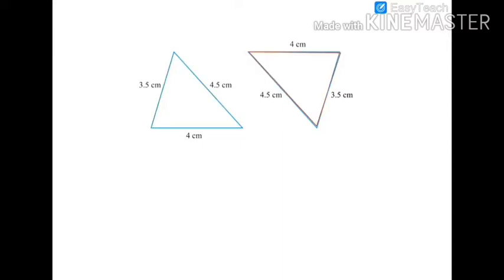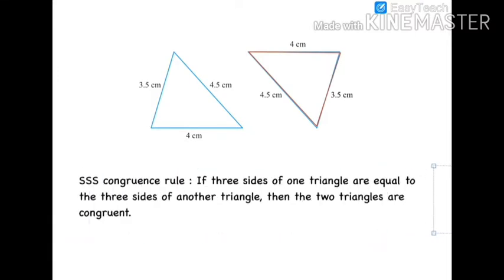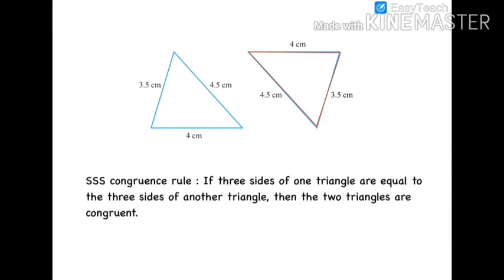So what was the minimum information required to say that these two triangles are congruent? We just need 3 sides of one triangle equal to the corresponding sides of the second triangle. And this criterion is called side-side-side congruence. If 3 sides of one triangle are equal to the 3 sides of another triangle, then the two triangles are congruent, and hence it implies that 3 angles of the first triangle will be equal to the corresponding angles of the second triangle.